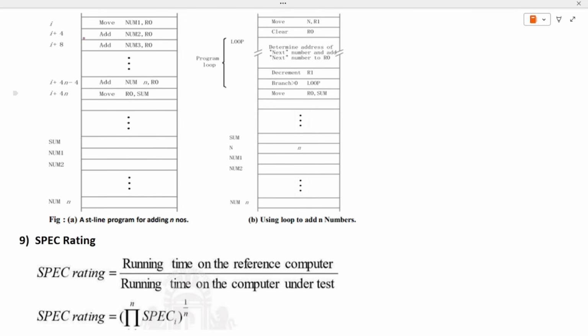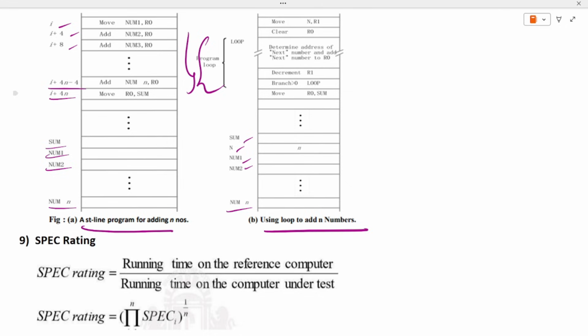Next is about this. You can have I plus 4, I plus 8, I plus 4 minus 4, I plus 4n, sum, number 1, number 2, up to number n, sum n. These are the values and this is the loop it will be following. This is adding n numbers, the program for adding n numbers, where the nth line is mentioned.